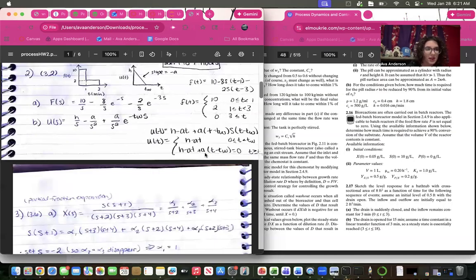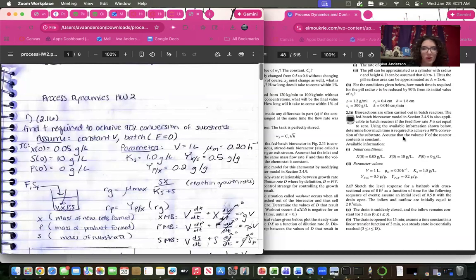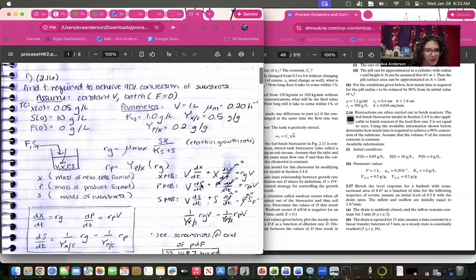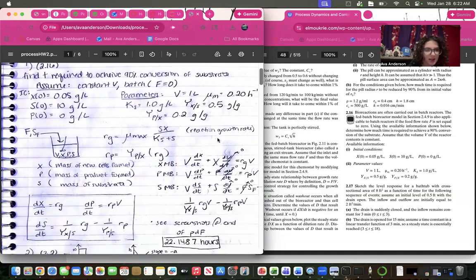The one that I understood the least was number 1. We're looking at the time required to achieve 90% conversion of the substrate. Since we're looking at batch, feed equals 0 because we don't have a continuous stream of feed. This is the reaction growth rate.